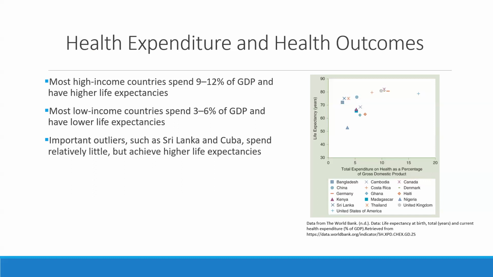But there are some outliers. There are outliers like Sri Lanka and Cuba that spend relatively little but have higher life expectancies. Cuba is hailed as a model for public health because they actually do a lot around prevention, and that's why you see more life expectancy for less cost.